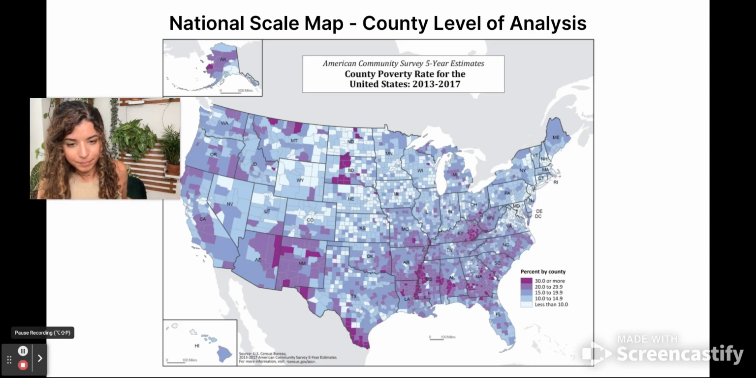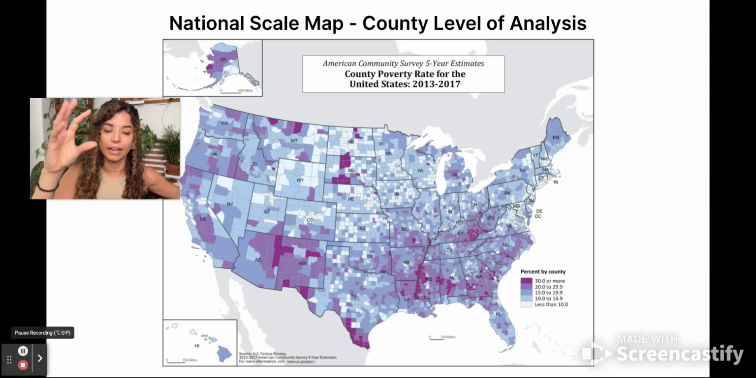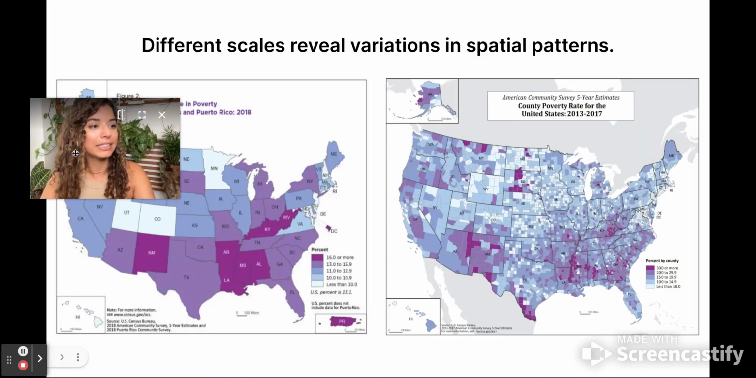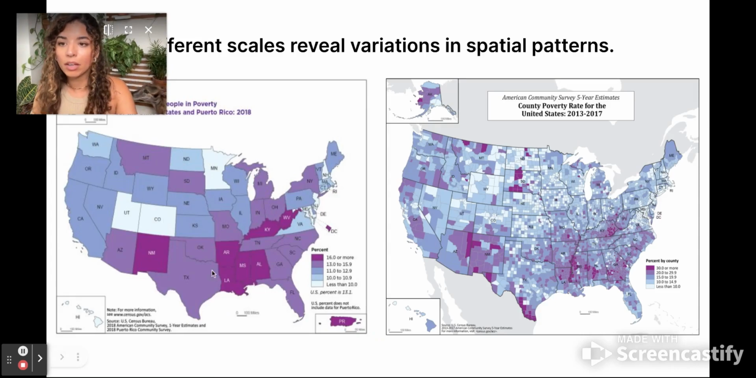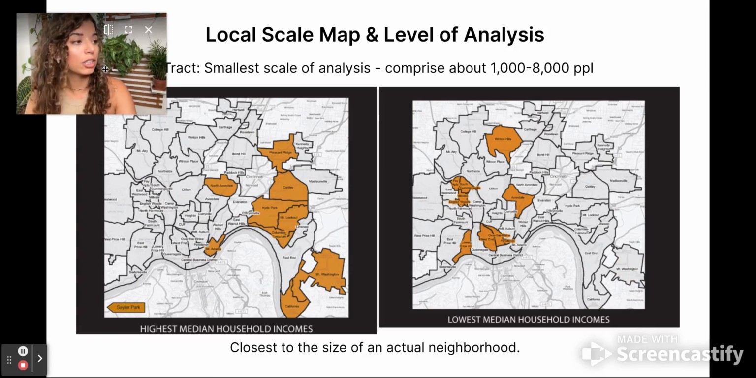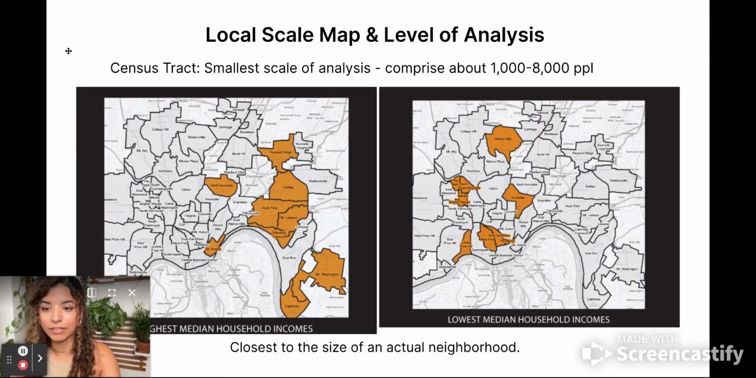Even smaller. And from what we saw before, state by state, then the information is broken up at county scale. So if we look on the next one here, we see further difference from state to state than from county to county. We still have the state lines here, right? That kind of shows you a little bit more. And then in terms of local map scale and level of analysis, these are different census tracts, and these are probably the smallest scale of analysis. This is kind of like sizes of neighborhoods.